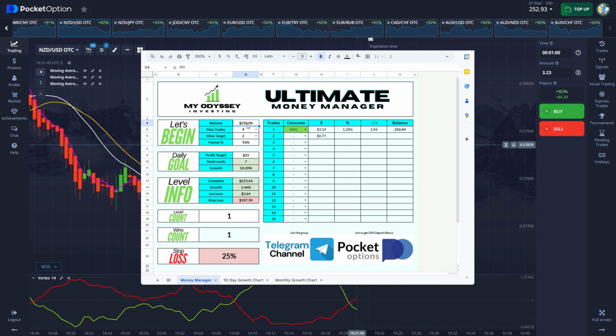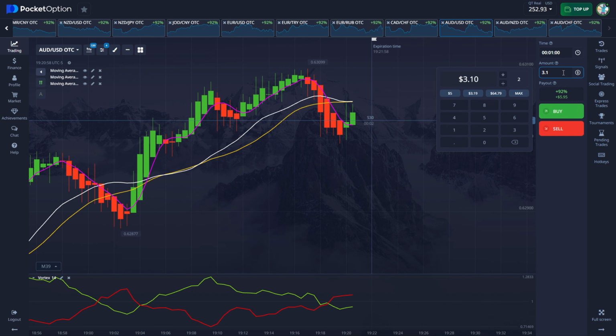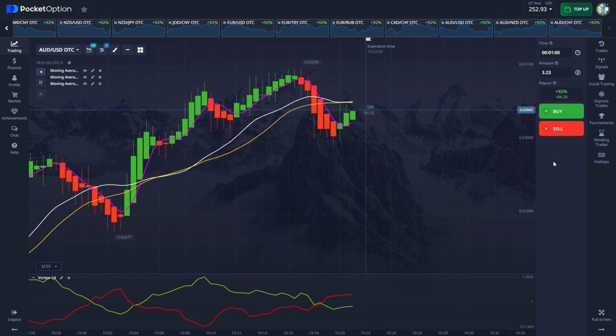Our new trading amount is right here, 252.93. We will punch in 252.93. And we will begin again this level. So we are on level 2. So now our balance that we need to start our first trade is $3.23. So we're going to punch in 323.23, and we are ready to trade again.